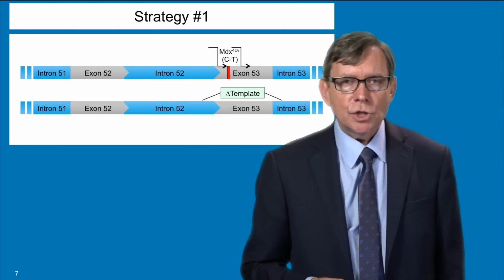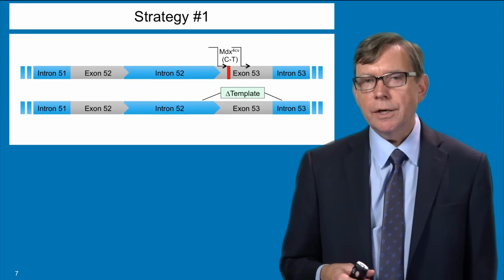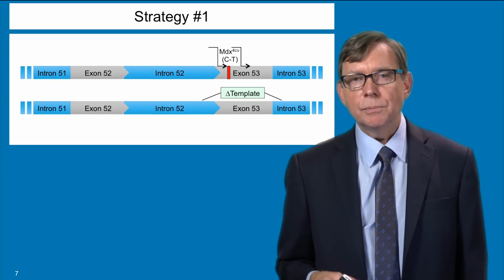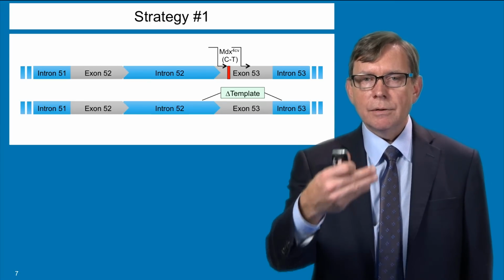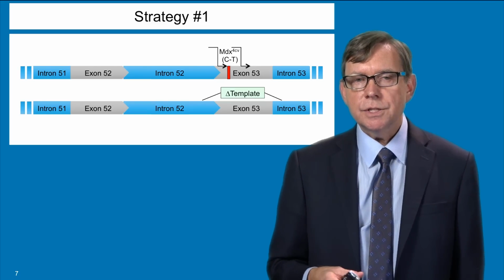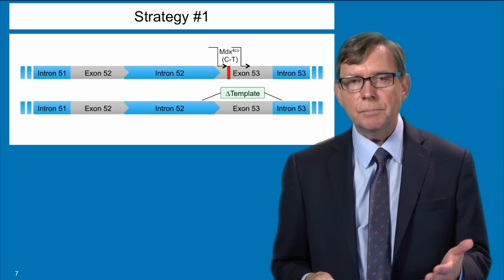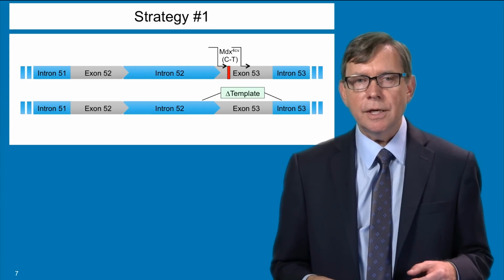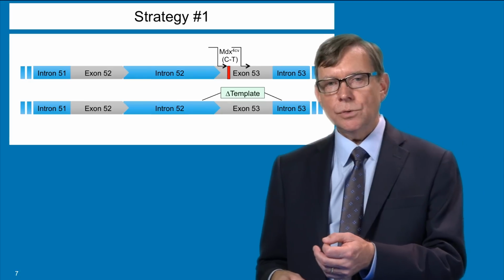So there's a couple of different strategies. We built these vectors so that we could test several different strategies at once to try to determine which, if any of them, was the most effective. The top panel here shows our area of interest. This is a close-up region, a cartoon representing part of the mouse dystrophin gene. There are a couple of introns in there and two different exons. In particular, we have exon 52 and exon 53.